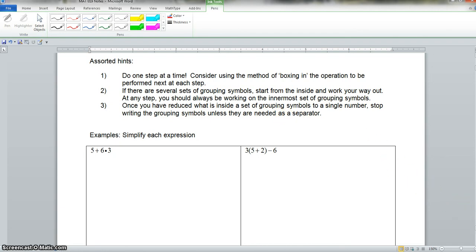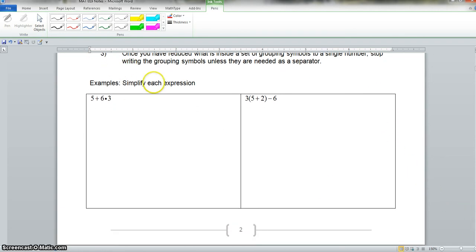So we go down here to the examples. It says simplify each expression. We have 5 plus 6 times 3. Now, of course, we know according to our PEMDAS or the order of operations, we would do multiplication before addition. So we have 5 plus 18, which will give us 23.